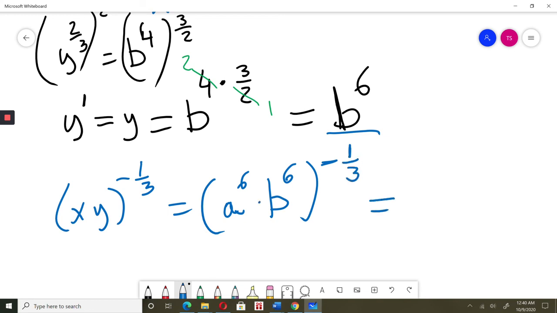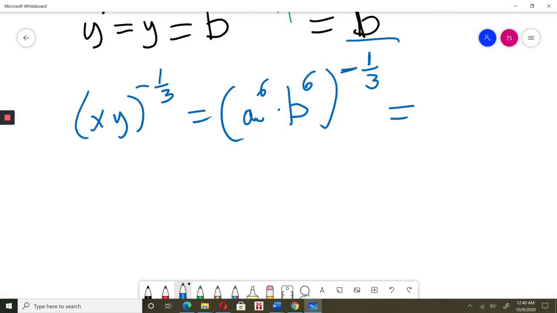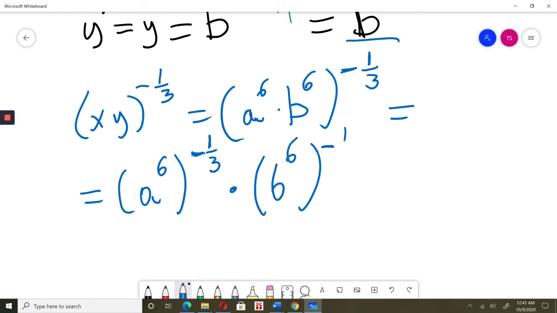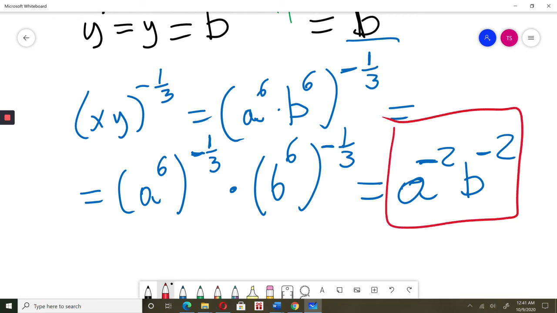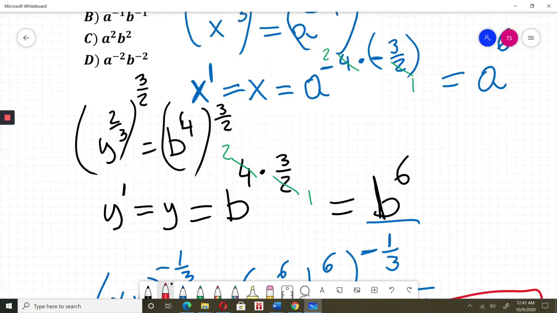By properties of power, when this is times, this will be a to the power of 6 to the power of negative 1/3 times b to the power of 6 to the power of negative 1/3. Now power to power I multiply powers, so 6 times negative 1/3 will be negative 2, and b, 6 times negative 1/3 will be b to the power of negative 2 as well. Okay, question is done. a to the negative 2, b to the negative 2, so my answer will be D.